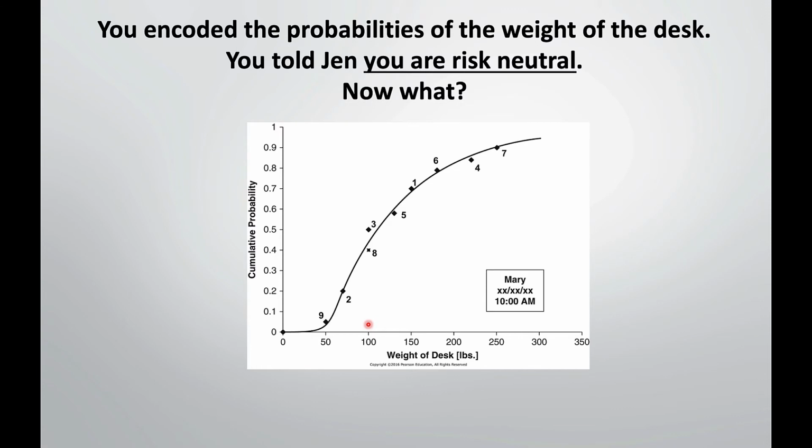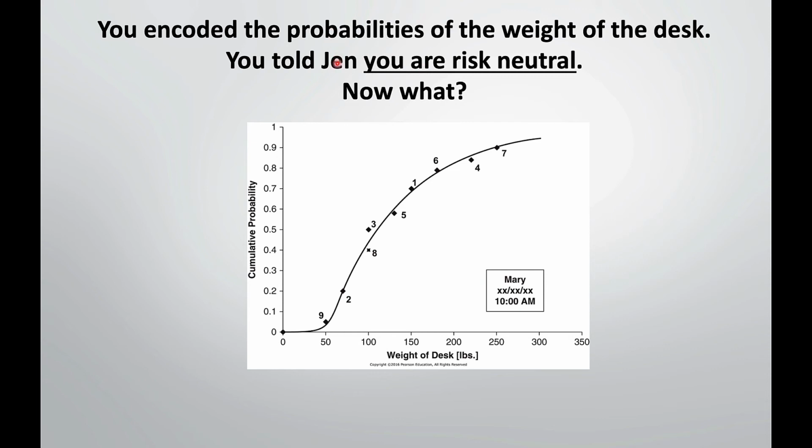So next we're going to step into our third topic in this chapter, the use of the encoded probability. So you now encoded the probabilities of the weight of the desk. And again, you need to tell Jane, your agent, what is your risk preference. It just so happens that you're risk neutral. This is just an easy hypothesis that I make about you, but you may not be risk neutral. In that scenario, what you want to do is to give Jane your U-curve or your utility function.